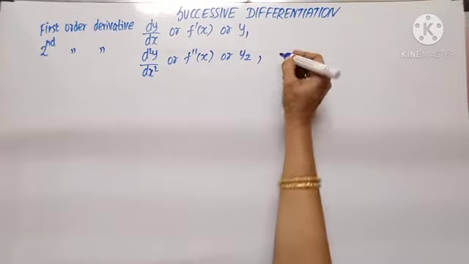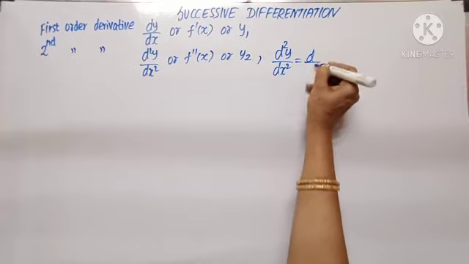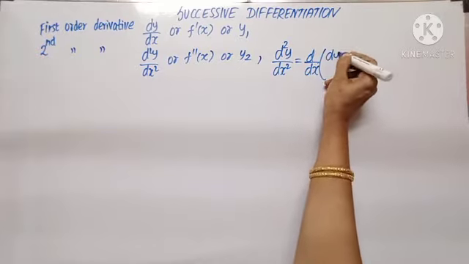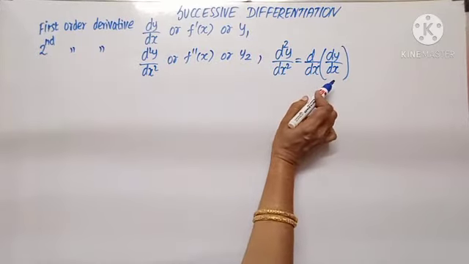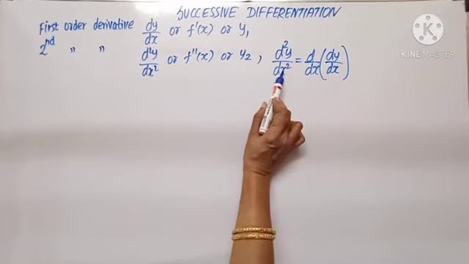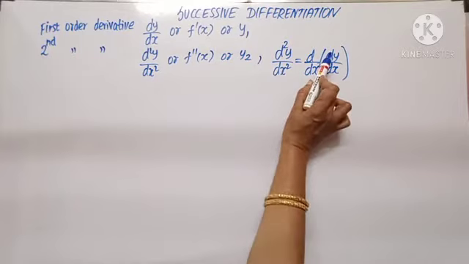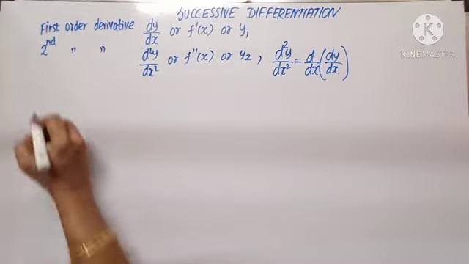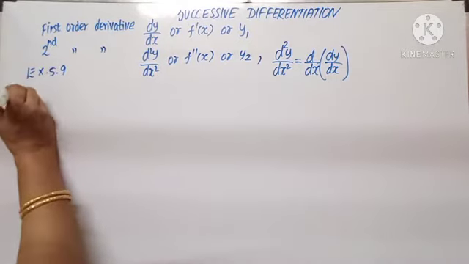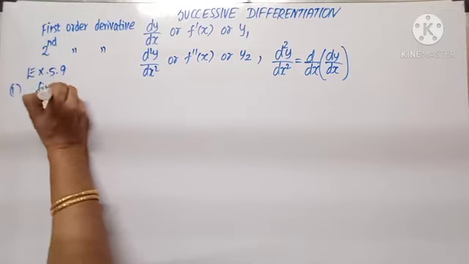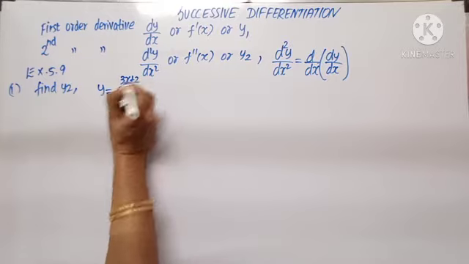D square y by dx square is nothing but d by dx of dy by dx. To do problems, let us remember to write it this way: d square y by dx square, the second derivative, is the derivative of the first derivative. Let us start with exercise 5.9. Question number 1, find y2, given y equals e power 3x plus 2.